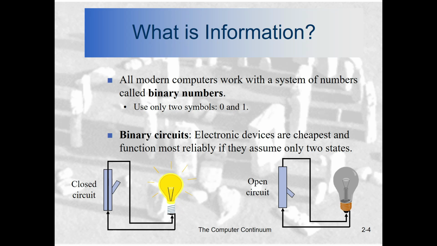We'll try to understand that. Electronic devices are cheapest and function most reliably if they assume two states. Here is just an analogy, a diagram. You can see that there is a light bulb attached with a switch and a battery. Once you turn on the switch, the bulb lights up, and when you turn it off, it turns off. That's the simple logic behind binary circuits as well.